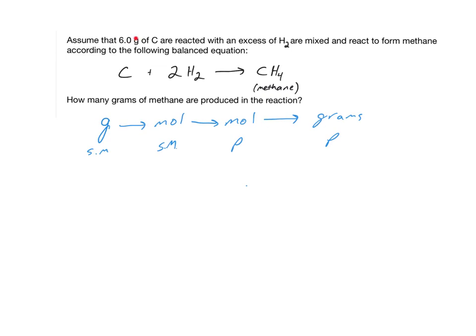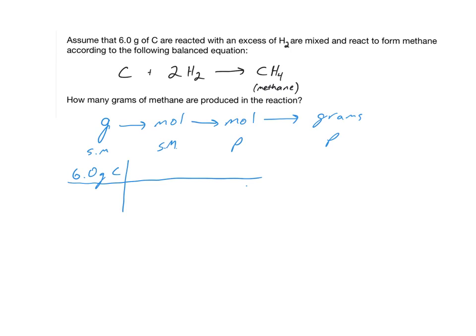So we're given grams, so we're going to start with our grams. We're going to get to moles of our starting material. Then we've got to somehow convert them from moles of starting material to moles of product, and then finally to grams. All right, so let's give it a try. So I think the best thing is to just start with what we know. So we have 6 grams, and it's 6 grams of carbon. I think that's important because we've got to know what we're working with.